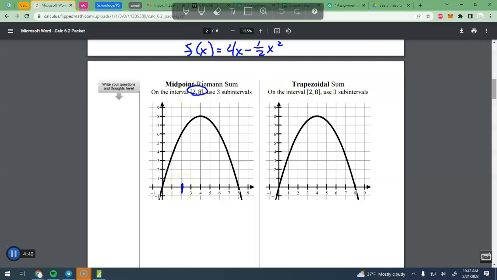So I'm looking here to here. So my distance is 6. 8 minus 2 is 6. I'm dividing it up into 3 subintervals. So 6 divided by 3. So every subinterval is going to be 2 units long.